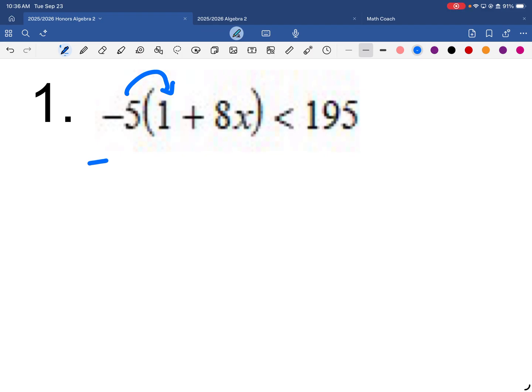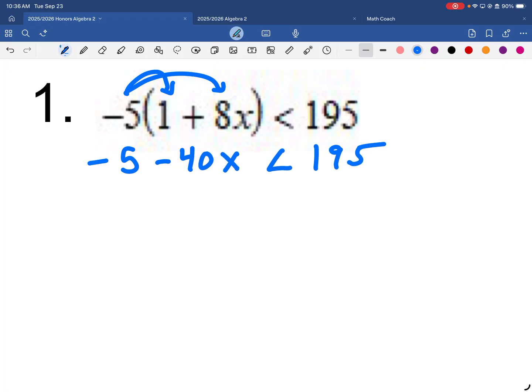So again, we're going to distribute. Negative 5 times 1 is negative 5. Then I have to take negative 5 times 8x. So that's negative 5 times 8, which is 40, so that's negative 40x. We got our inequality symbol. And now we got 195.